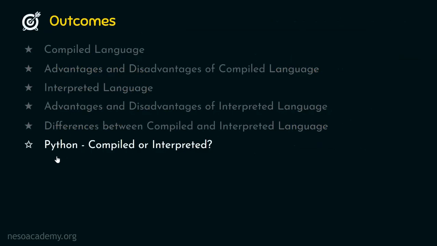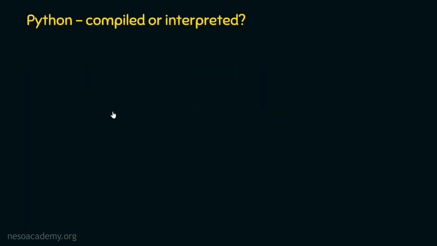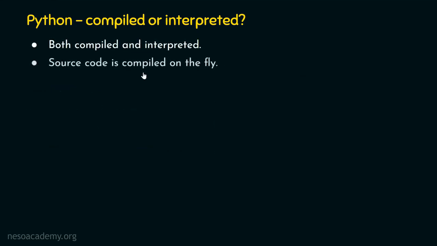Finally, let's come to the big question. Is Python compiled or interpreted? Well, Python is both compiled and interpreted. What happens in case of Python is that the source code is compiled on the fly. When I say on the fly, it basically happens internally and it is not explicitly evident as in the case of a compiled language. However, in case of Python compilation, what gets produced is not a machine code but a bytecode.